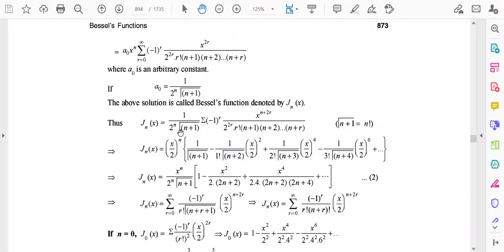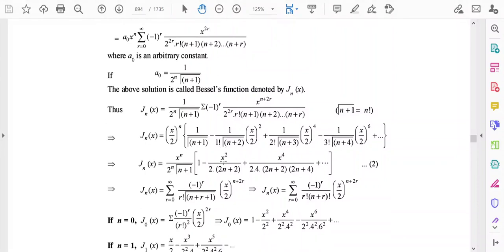Now we will simplify the expression for the Bessel's function further. We are taking common (x/2) to the power n, and in the bracket the first term is 1 by gamma n plus 1, then this is the next term, this is the next term, and this is the next term. So we have just expanded the summation, and after expansion the equation looks like this.